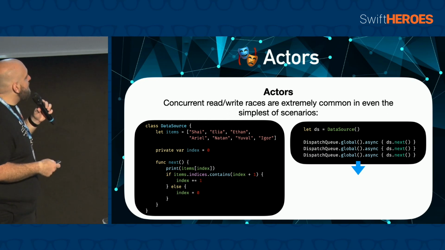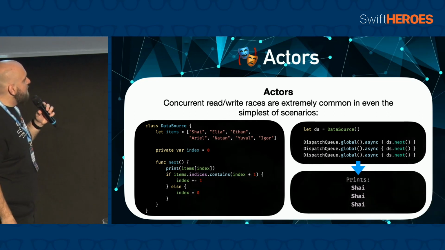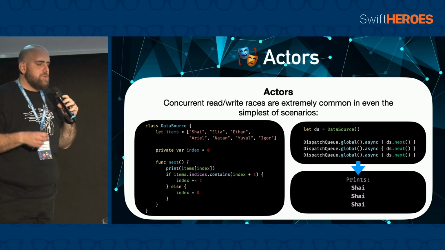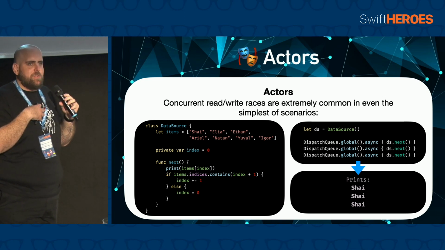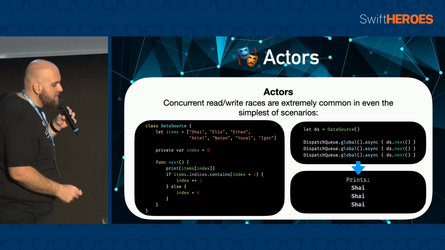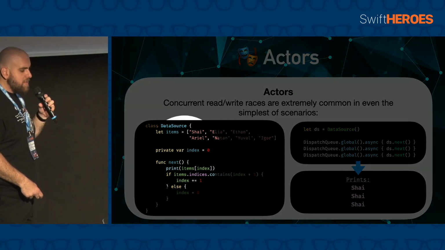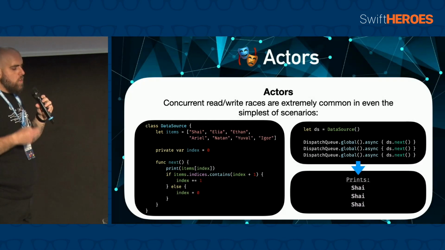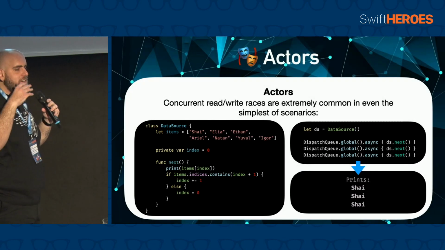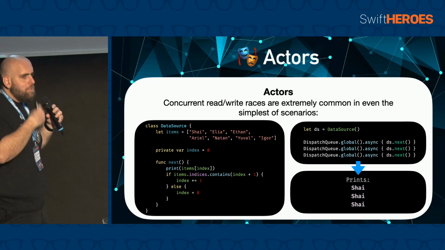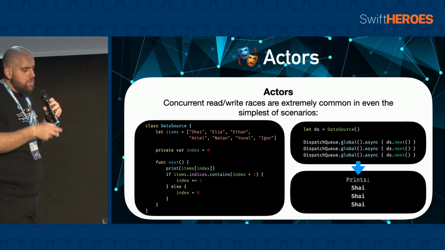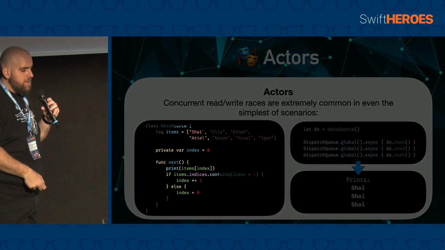Well, you might not be surprised to know that it would just print my name 3 times. And this just happens to be the case on my computer. It might be different on different computers. The reason is that index is being mutated from 3 different queues, and there is no way to make sure that the increment finished before we are printing the data. So the index is stuck on 0 when we attempt to print it in this next method.